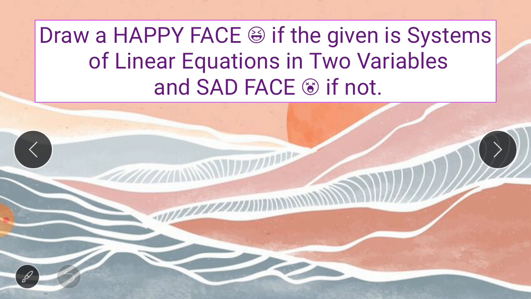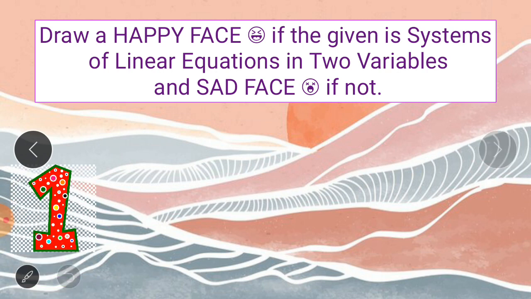Draw a happy face if the given is a system of linear equations in two variables, and a sad face if not. Please do this in your notebook, answers only. Let's proceed with number 1.